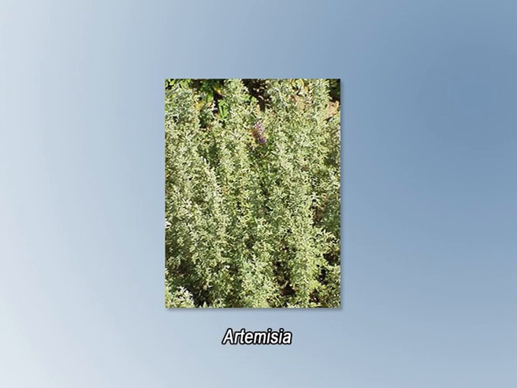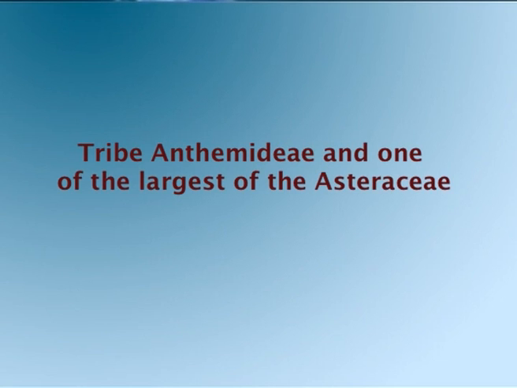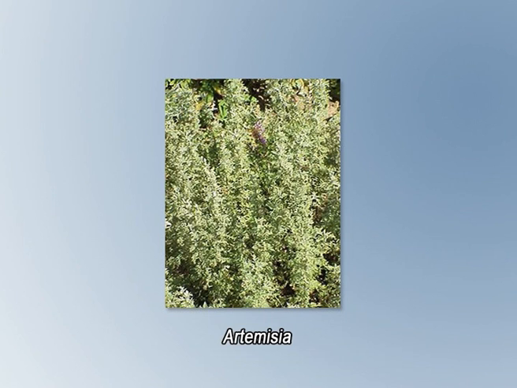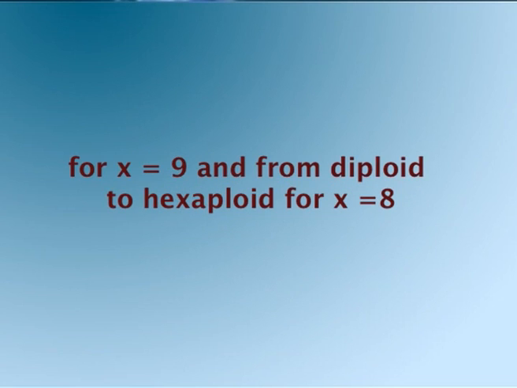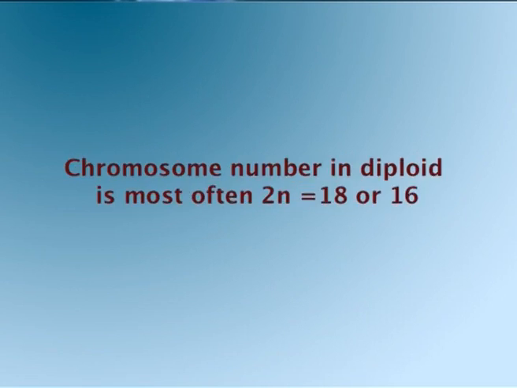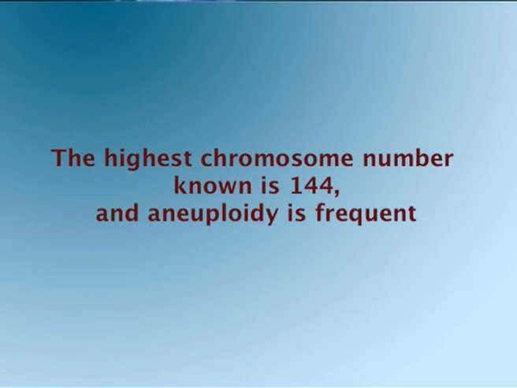Artemisia is the largest genus of the tribe Anthemideae and one of the largest of the Asteraceae. It contains more than 500 taxa. Artemisia has two basic chromosome numbers with ploidy levels ranging from diploid to dodecaploid for x=9 and from diploid to hexaploid for x=8. Chromosome number in diploids is most often 2n=18 or 16. The highest chromosome number known is 144 and aneuploidy is frequent.